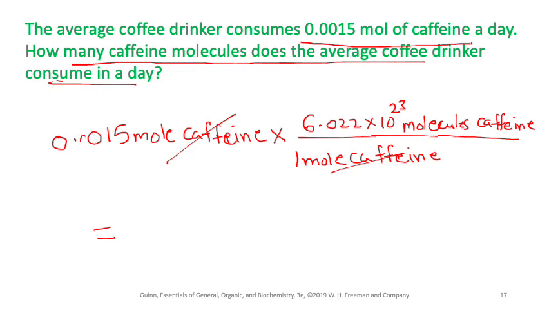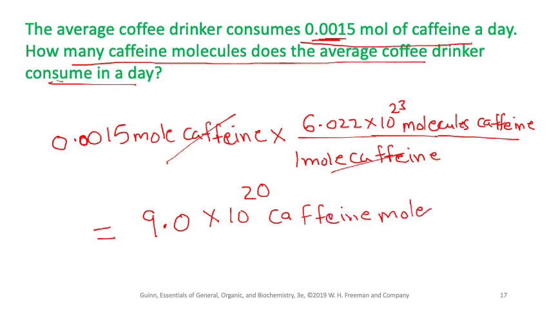this is 0.0015 at the beginning. It's not 0.015, it's 0.0015 over here, right? So if you multiply both the numbers on the top, you will get around 9.0 times 10 to the power 20 caffeine molecules. So that means if somebody is drinking 0.0015 moles of caffeine in a day, that means that coffee drinker is taking 9.0 times 10 to the power 20 caffeine molecules, right?